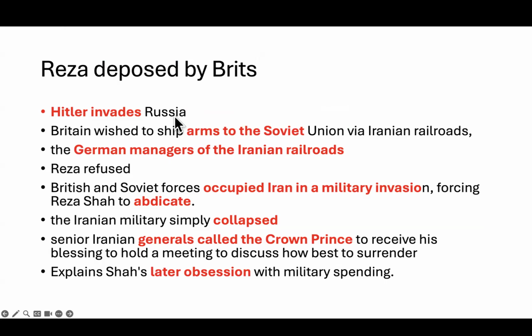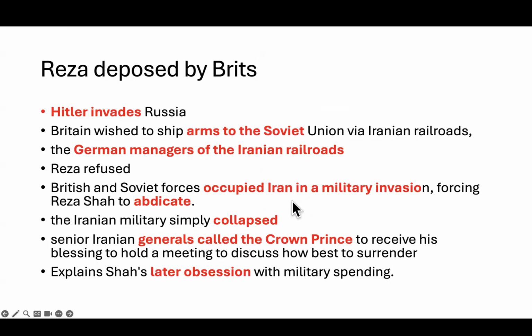Remember, Reza admires Germany for strange reasons. And Reza refuses to let Britain ship arms to the Soviet Union. British and Soviet troops occupy Iran. And there's talk now of boots on the ground in Iran, possible mobilization of Israeli soldiers and American soldiers. So history doesn't repeat itself, but it rhymes.